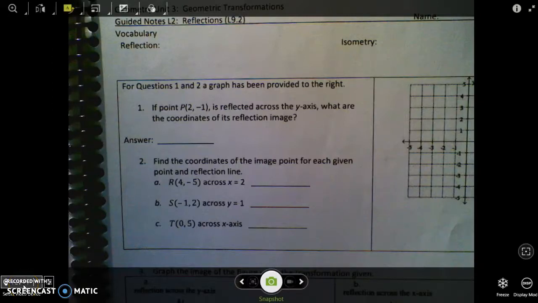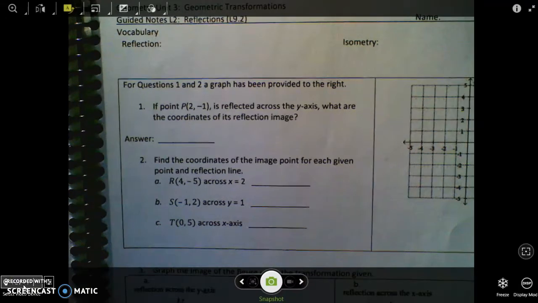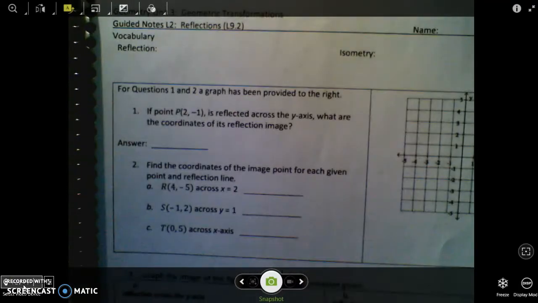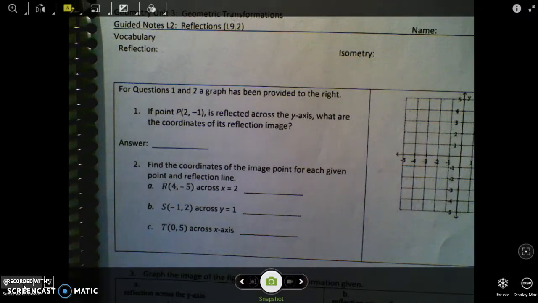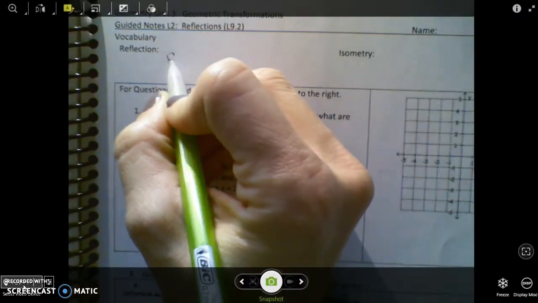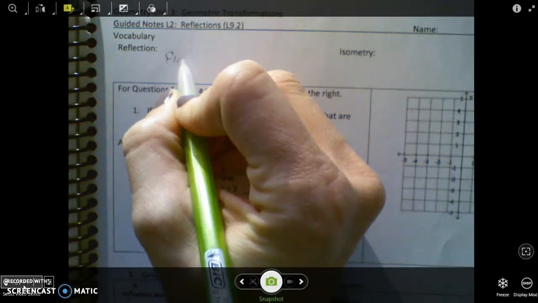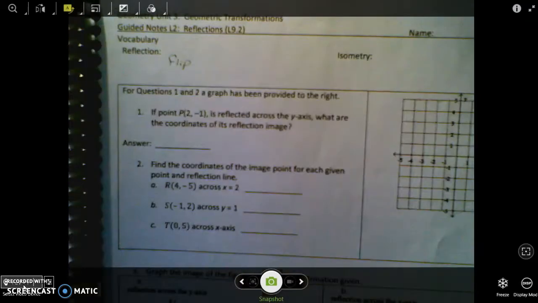Guys, this is your notes for lesson 9.2, the first day of reflections. We'll do multiple days over this to get all the different nuances to it, but we're just going to start with the basics. Yesterday and the day before we were talking about sliding a figure around. Today we're going to be flipping it over, and that's the informal definition that should go in your notes on page 119, is that a reflection is just a flip.